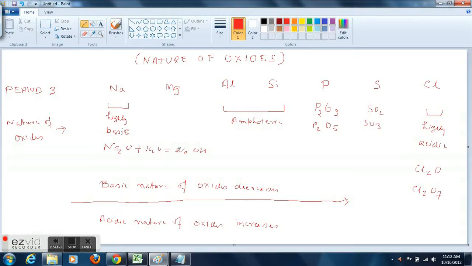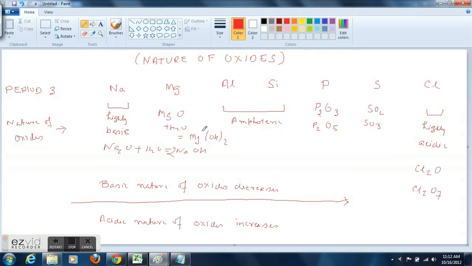Magnesium oxide reacts with water, not as fast, not as vigorously as sodium oxide, and forms magnesium hydroxide, which is not as alkaline as sodium hydroxide. So definitely it is lesser basic.